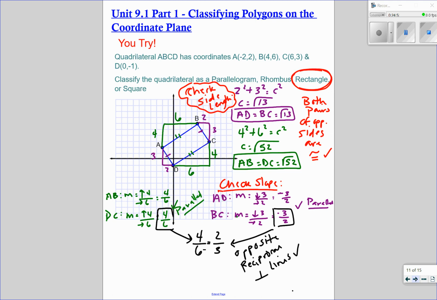So because all of the sides are opposite and congruent, opposite and parallel, and then adjacent sides are perpendicular, you would have a rectangle.